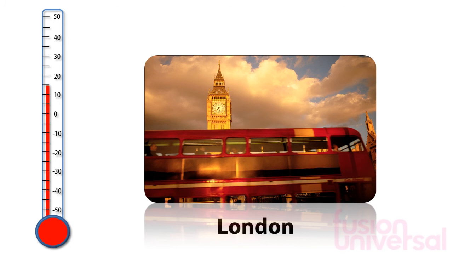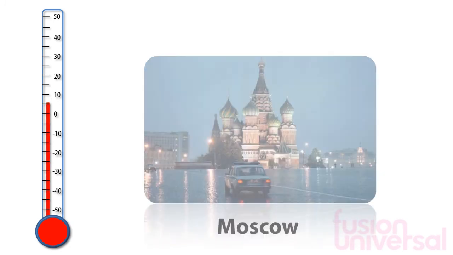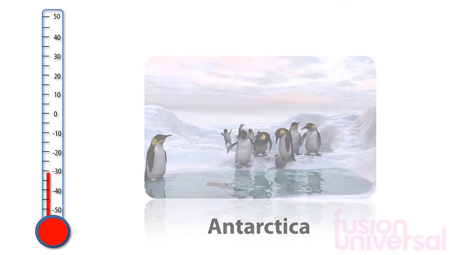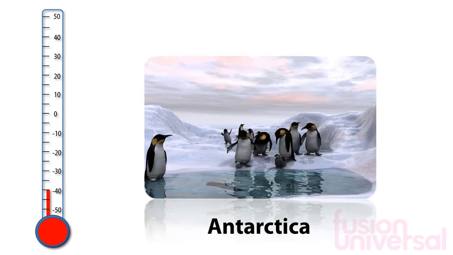Continuing further north, Moscow can get very cold. It could be 5 degrees below 0 or -5 degrees Celsius. It would be even colder if we travelled to Antarctica, where it could quite easily be 40 degrees below 0 or -40 degrees Celsius. Let's put all this information onto a number line.